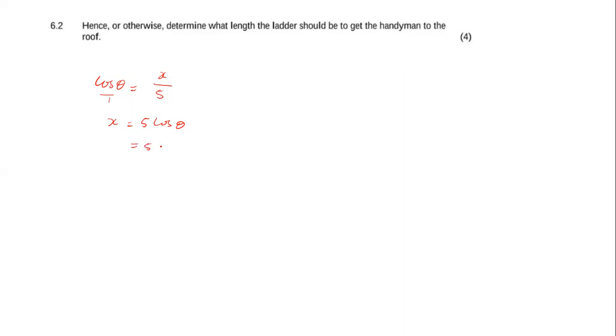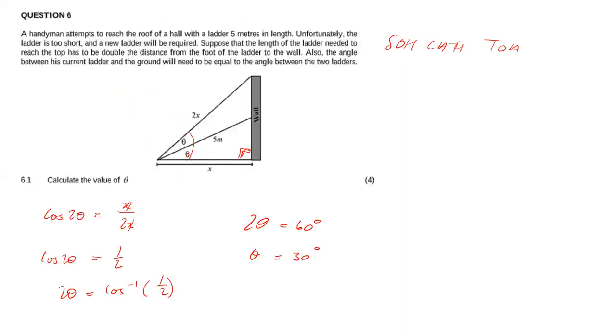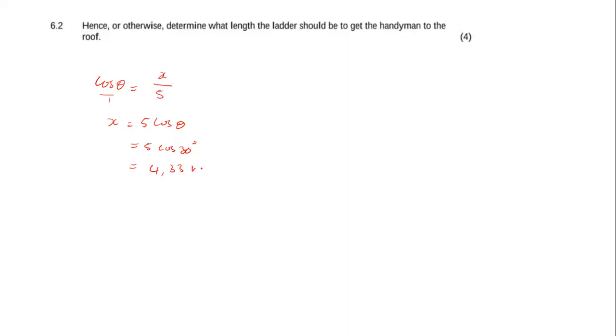Already, we have determined the magnitude of theta. We said that the magnitude of theta in this case will be 30 degrees. And therefore, we're going to punch this on our calculator. We're just going to say 5 multiplied by cos 30 degrees. And then our answer, to 2 decimal places, will be 4,33. Let me see, do we have the units? Meters. It will be meters.